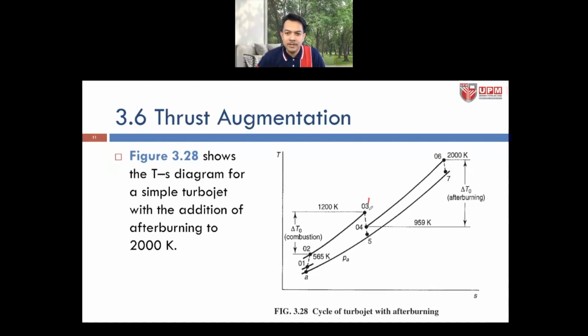Okay, so you imagine this is the initial cycle, and now we have the second stage here where we have the afterburning. This is the portion where we further increase the temperature of the combustion in the nozzle section. Let us go through the discussion about it.